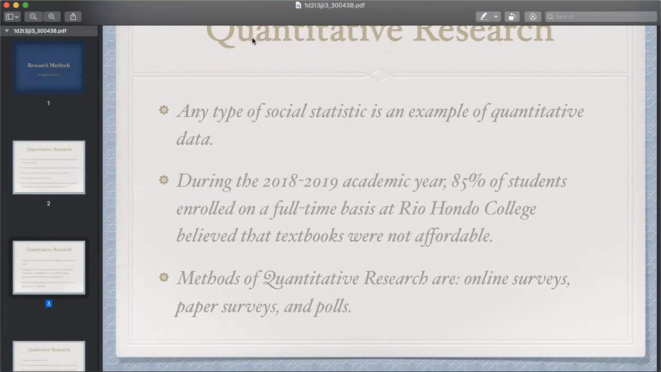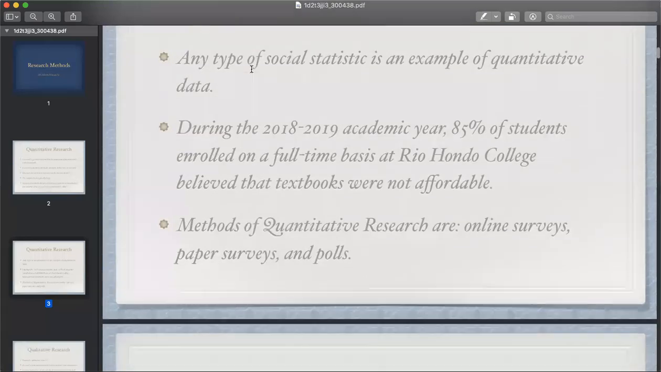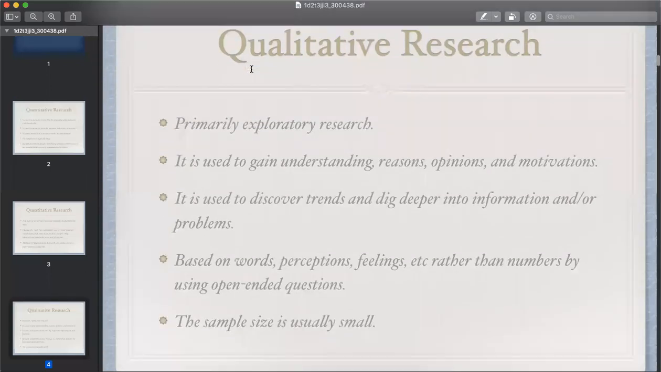That is the type of information that I can communicate easily to the administration of Rio Hondo College and say, look, we have an issue. We need to offer book vouchers. We need to work with these book manufacturers or publishers and let them know your textbooks are way too expensive for our students. And so I want you to think about quantitative research as we go through this, and then begin to focus on what we call qualitative research.